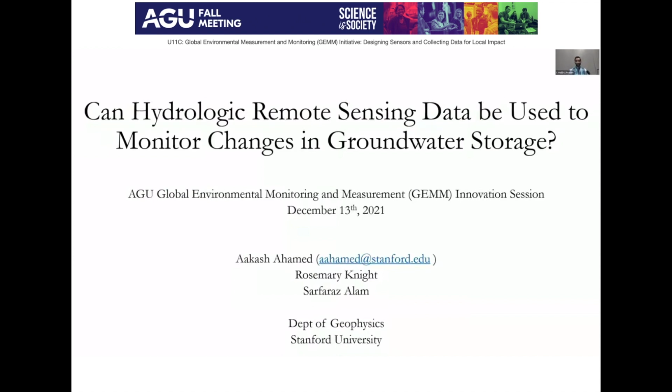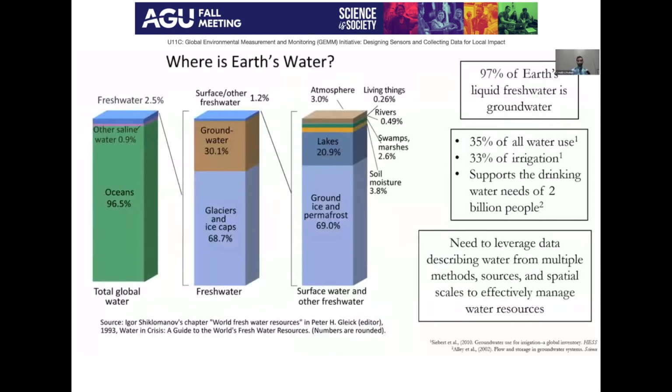So I'm going to switch gears a little bit and talk about water quantity as opposed to water quality. And I'll talk about some work that my advisor, Rosemary Knight, and my collaborator, Sarfraz Alam, are doing in terms of monitoring spatial and temporal variations in groundwater supply. But it really started with this question of, can we use hydrologic remote sensing data to monitor changes in groundwater storage? And I'll get into that a little bit later.